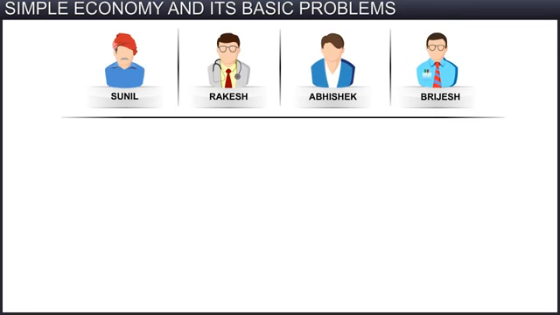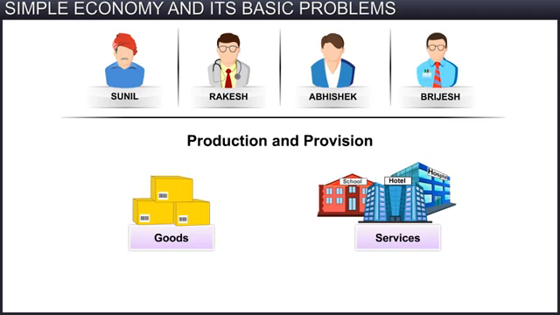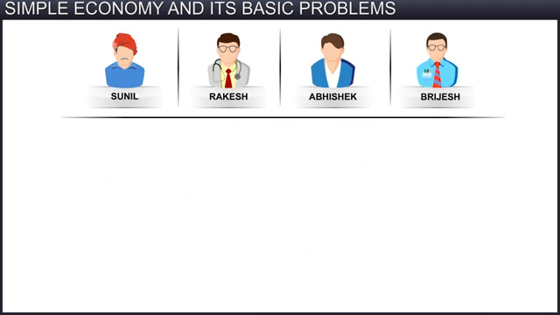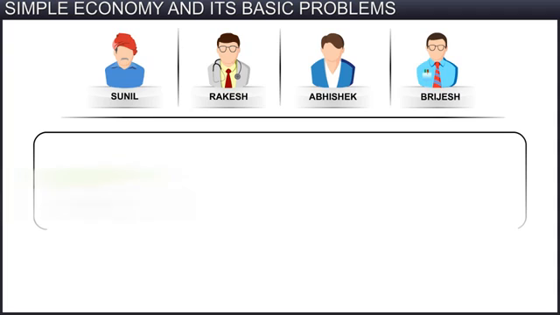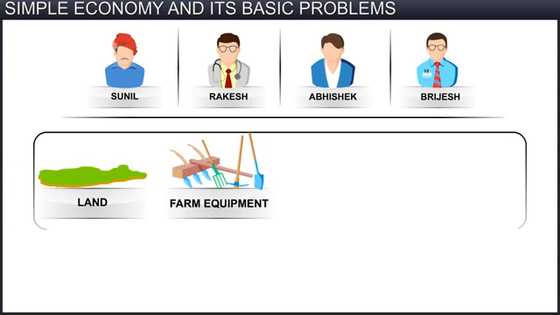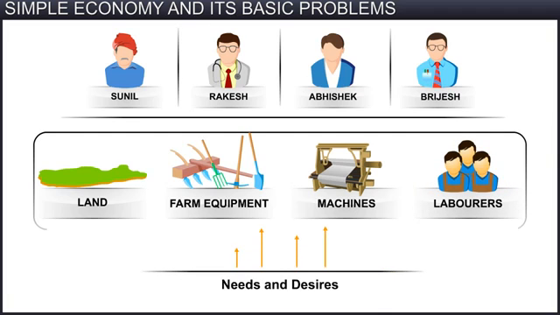So, here we have observed that all 4 friends are engaged in the production and provision of different goods and services in order to earn some money. You will observe that each of them uses some resource at hand, like their own services, land, farm equipment, machines, and labourers, etc., to fulfil their desires.